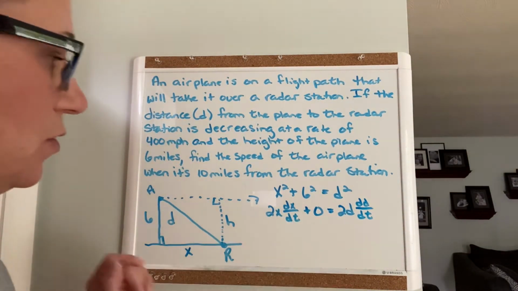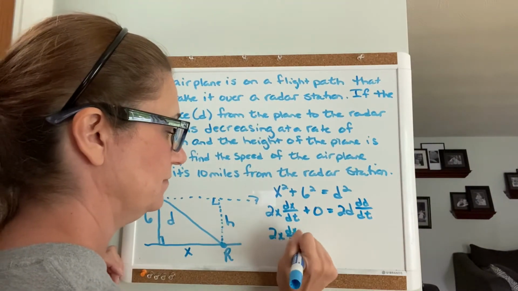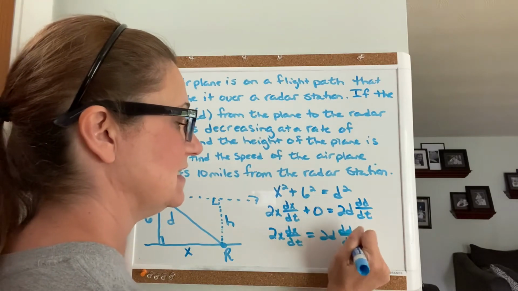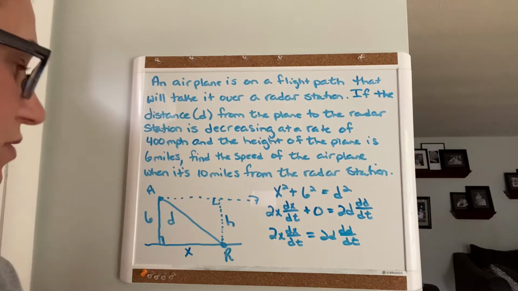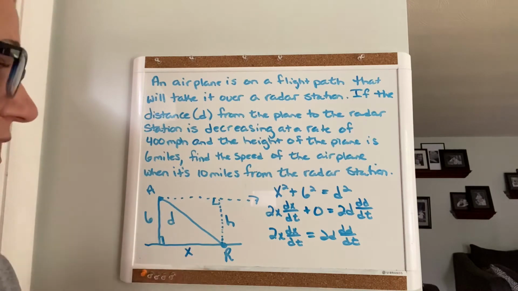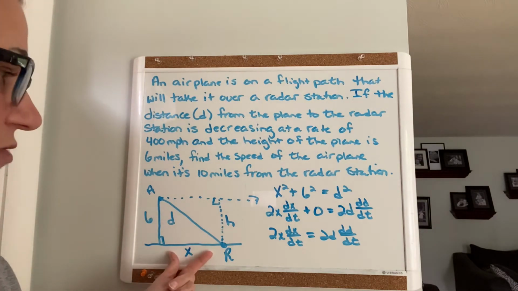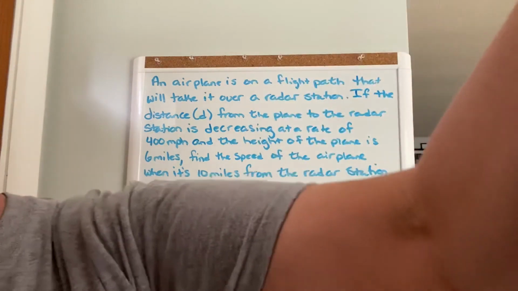So here's your new equation. You have 2x dx/dt equals 2d dd/dt. So there's your formula. Now I'm running out of board space, so I want you to keep this picture in mind, and keep in mind also that we are trying to find the speed, the change in x with respect to time. So dx/dt, this is actually what we're solving for.